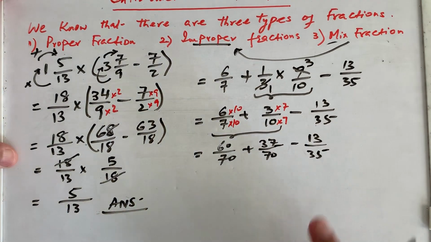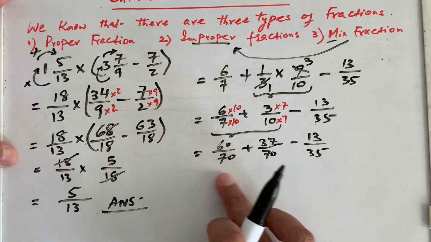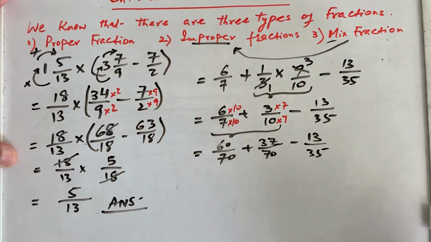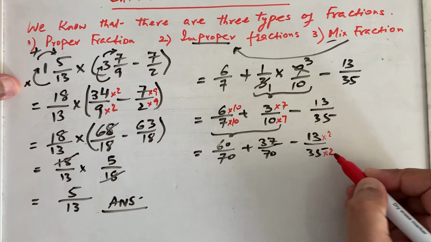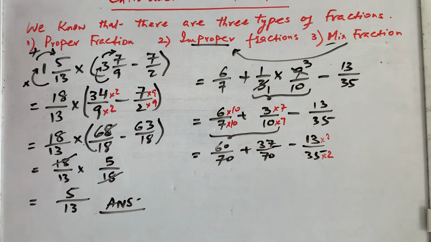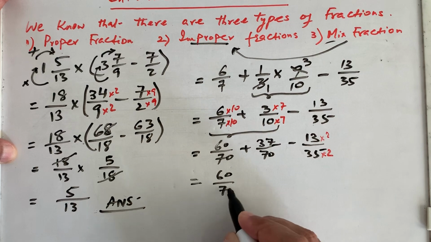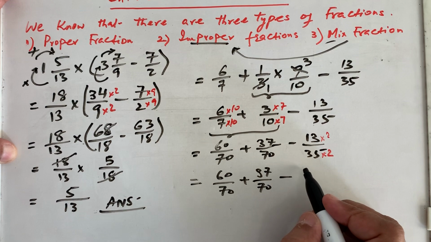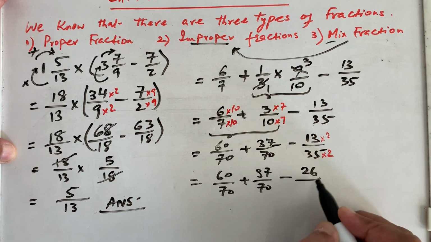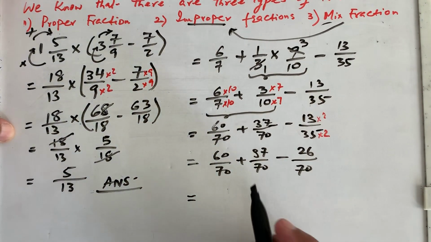right? Now to subtract this, we have to make the common denominator with this one. So here we have got 70 and here we have got 35. So I need to make this also 70. So what should I do here? I will multiply by 2 and multiply by 2 to get my 70 in the denominator, to make it a common denominator. So 60 over 70 plus 37 over 70 minus 13 times 2 is 26, 26 over 70, and then I can add or subtract the tops because my denominator is common.